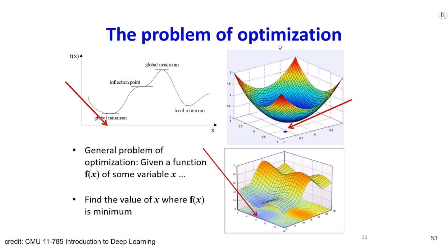The problem of optimization is to find the minimum or maximum values. And here is the general formulation of optimization. Given a function, whether it receives vectors or scalar values, you want to find the value of x where f(x) is minimum. In this case, the minimum is achieved here. In this case, the minimum is achieved when the input variable has this value. And in the scalar case, you can find the global minimum at this position.